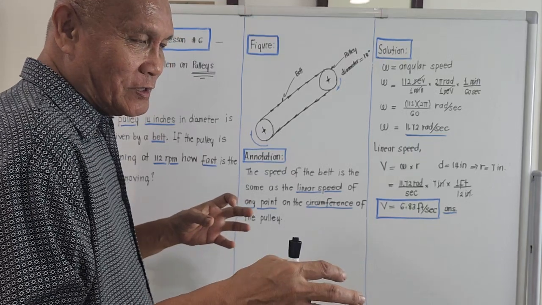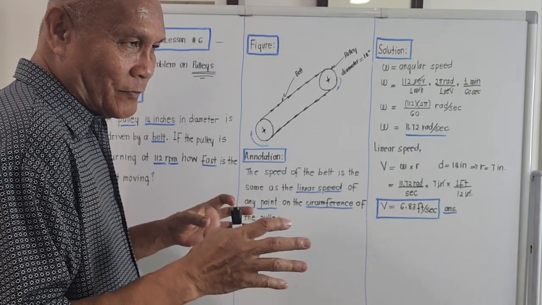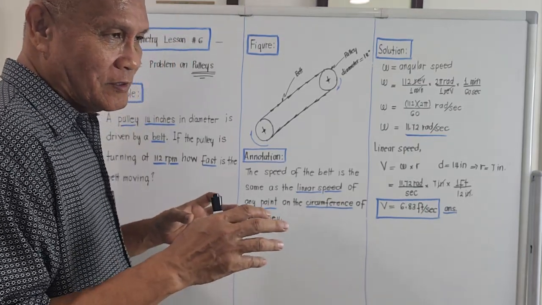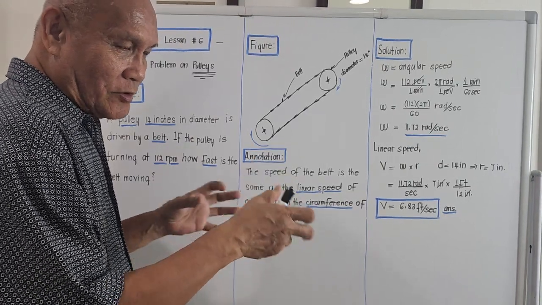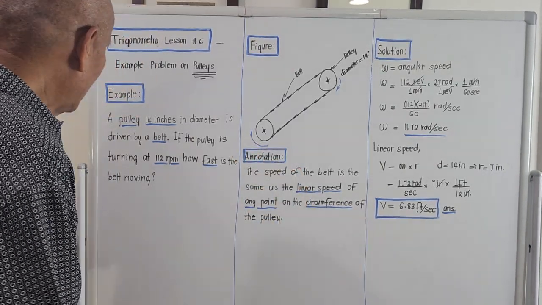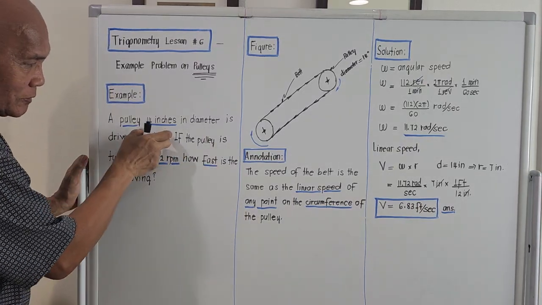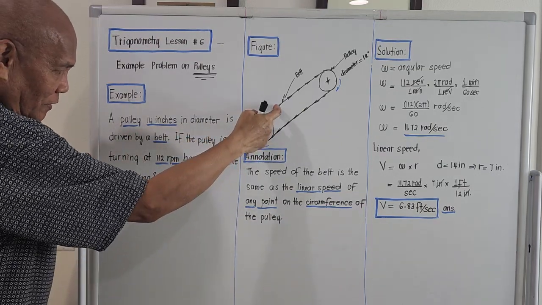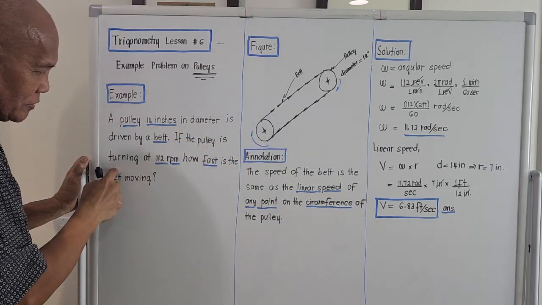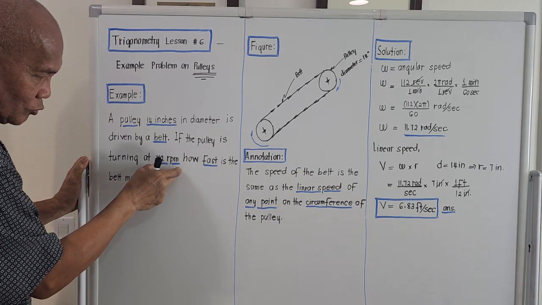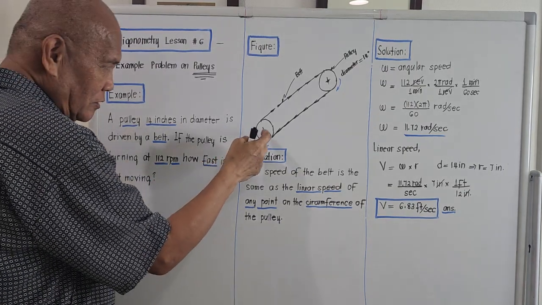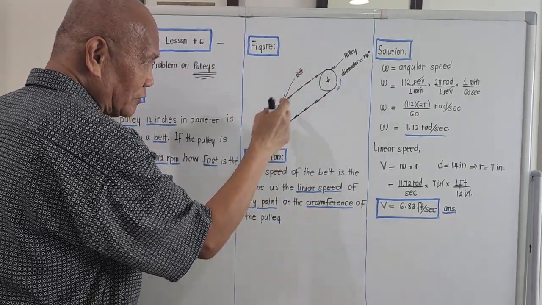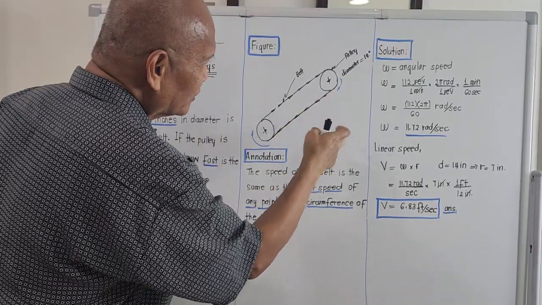So trigonometry is very important, because how machines operate depends on our knowledge of the concept of trigonometry. I will try to repeat it. A pulley 14 inches in diameter is driven by a belt. This is the belt. If the pulley is turning at the rate of 112 revolutions per minute, this is the pulley, and if the belt is turning at the rate of, what's the rate?